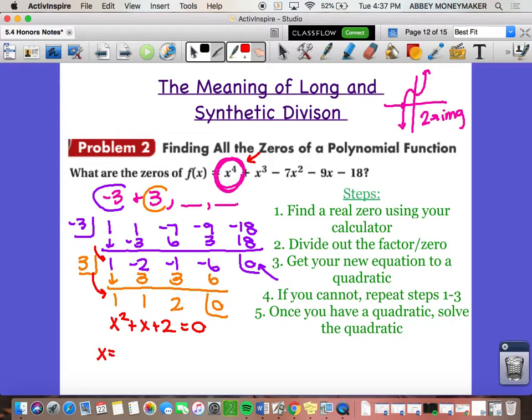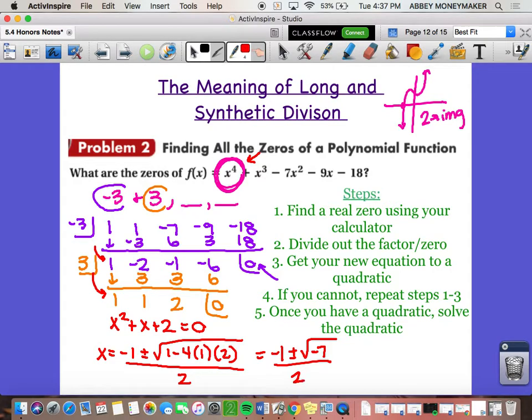So x equals negative b plus or minus the square root of b squared minus 4 times a times c, and that's all over 2 times a. So I get x is equal to negative 1 plus or minus the square root of negative 7 all over 2, and that reduces to negative 1 plus or minus i square root of 7, each over 2.